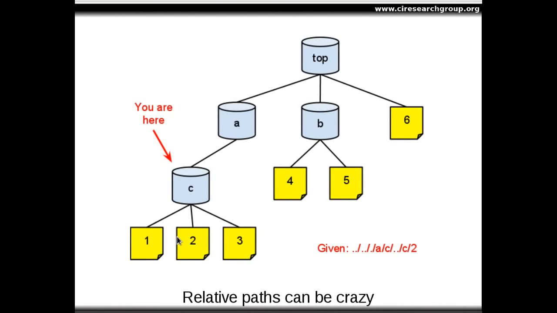Now, relative paths can be absolutely crazy, lengthy, and somewhat complex to follow. Here's an example. I know I'm starting in directory C, and I'm given this really long relative path: ../../././A/C/../C/2. Now, at first, this may seem a bit daunting, and a fairly long path to trace. But as long as we break this down into its components by dividing this path at the path separators, this process is actually fairly straightforward.